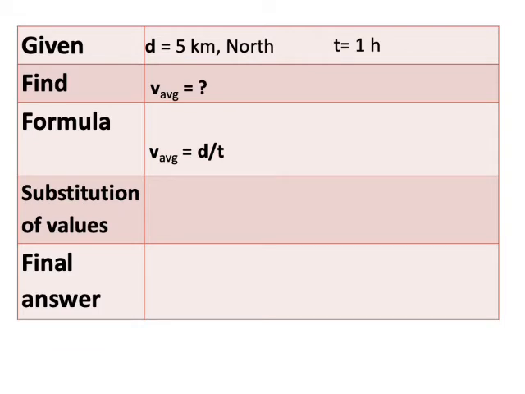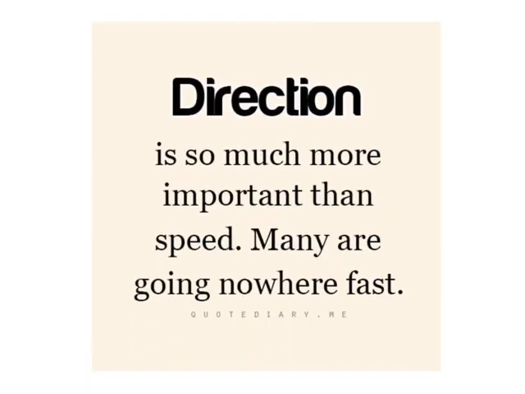To solve for the average velocity, all we have to do is divide the total displacement by the time taken. And so, that is 5 kilometers divided by 1 hour. And we get an average velocity of 5 kilometers per hour north. Do not forget to write the direction north as given in the problem because velocity is a vector quantity. And do not forget, direction is so much more important than speed. Many are going nowhere fast.